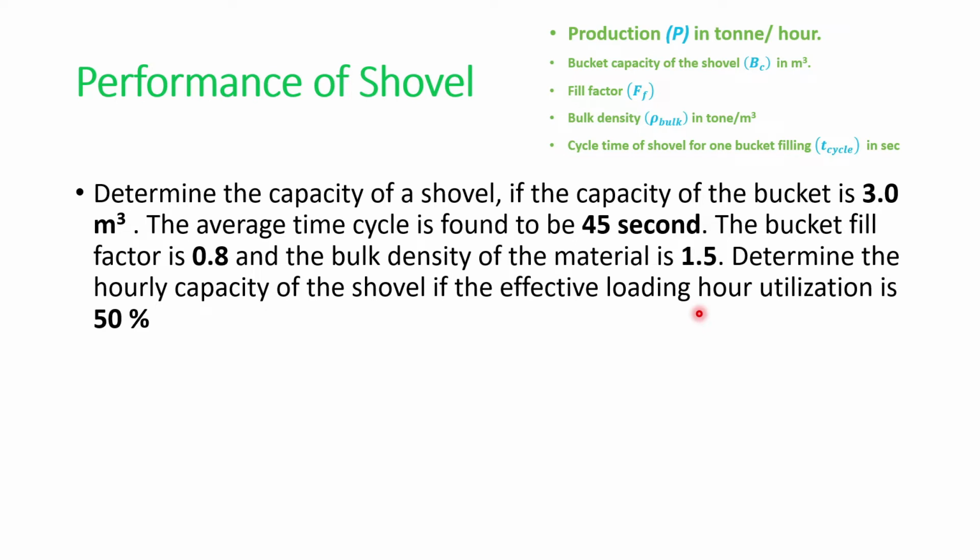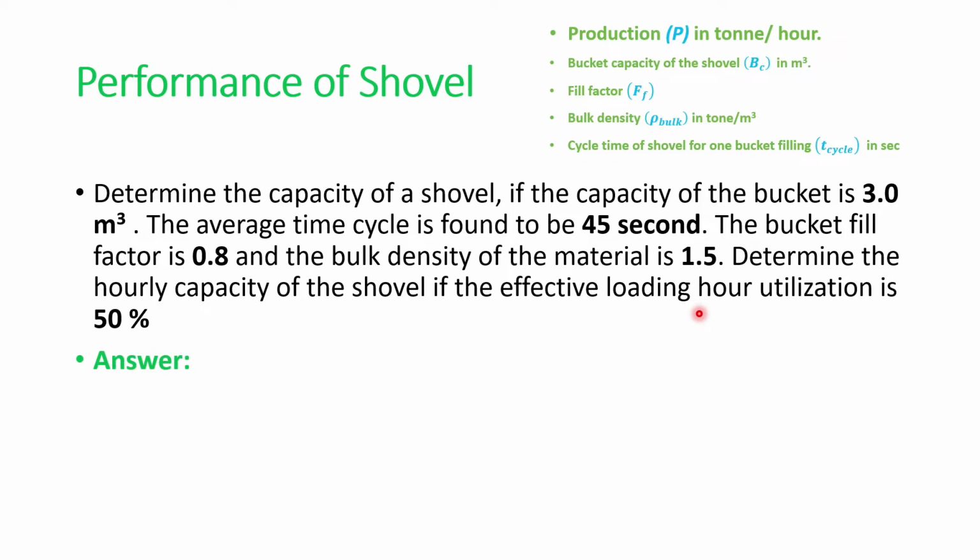Determine the capacity of a shovel if the capacity of the bucket is 3 meter cube. The average time cycle is found to be 45 seconds. The bucket fill factor is 0.8 and the bulk density of the material is 1.5. Determine the hourly capacity of the shovel if the effective loading hour utilization is 50%.